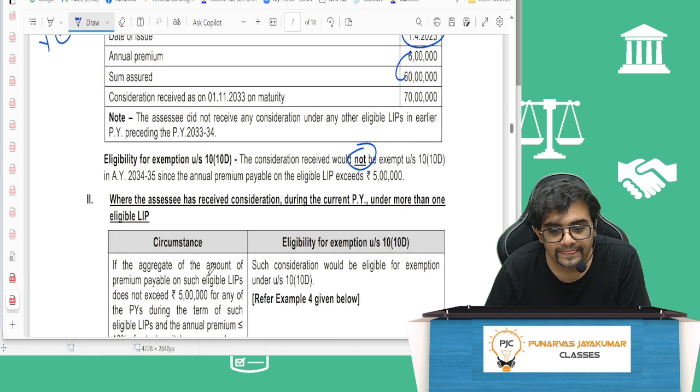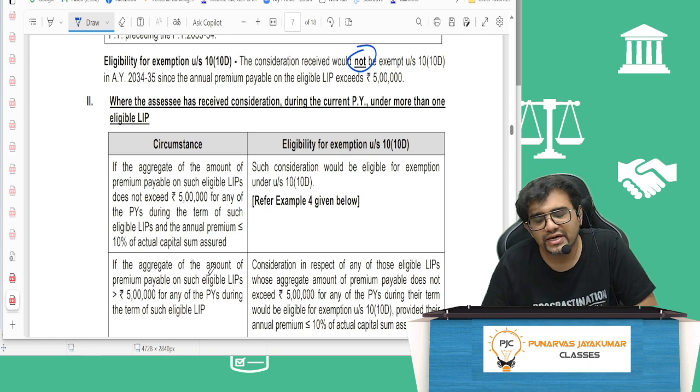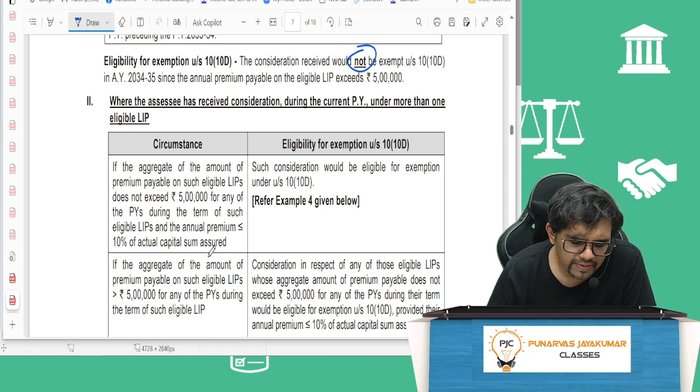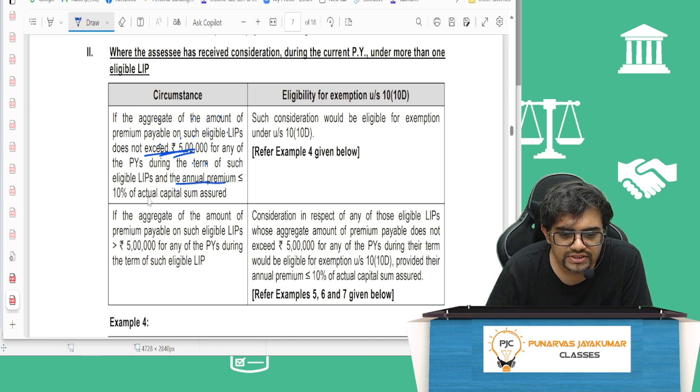On the other hand, if you have applied for multiple policies and have received money, what to do? The aggregate amount of the premium payable on such eligible ULIPs should not exceed 5 lakh for any previous year, and the annual premium should be less than or equal to 10%. Same conditions, such consideration will be eligible for exemption. If the aggregate of the premium is more than 5 lakh, the consideration in respect of those eligible ULIPs whose aggregate premium does not exceed 5 lakh rupees for any previous year would be eligible for exemption.